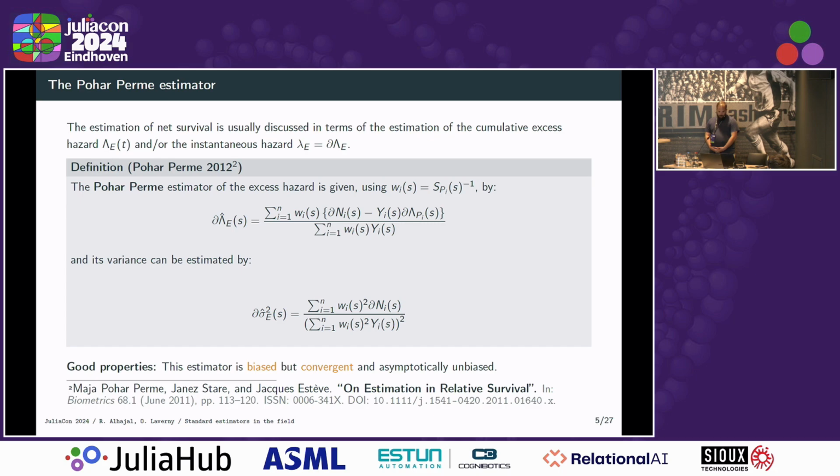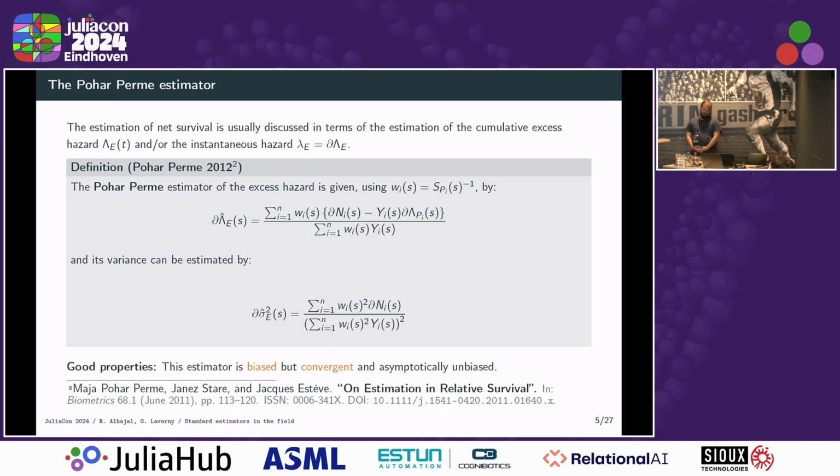So it uses inverse probability weighting. Here we're referring to the populational survival function. The estimator is given by the formula on the slide, and the variance is estimated using the same weighting. One good thing about this estimator is that it's biased but convergent and asymptotically unbiased.